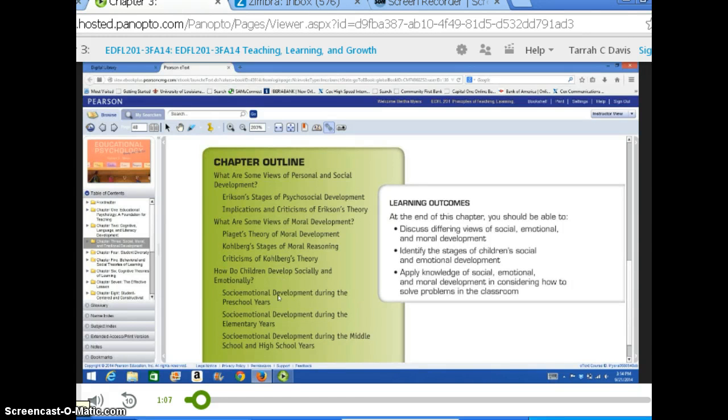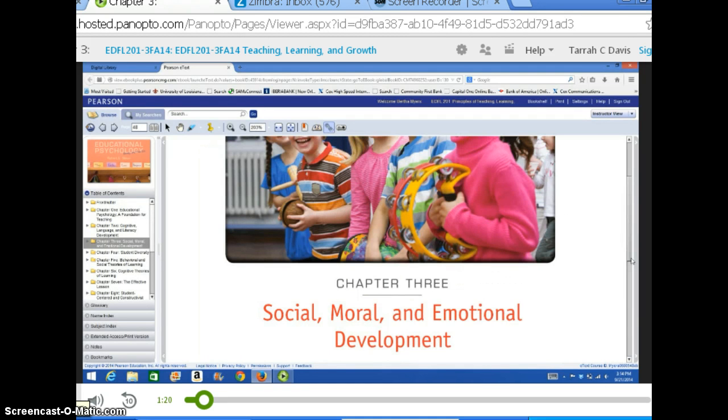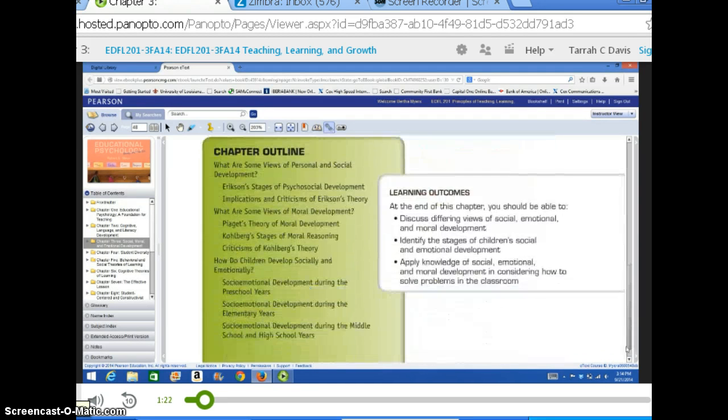What's really important for all of you in here is to look at the social and emotional development during the preschool years, the elementary years, and the middle and high school years. It is going to show you the different characteristics of each child at those different levels.